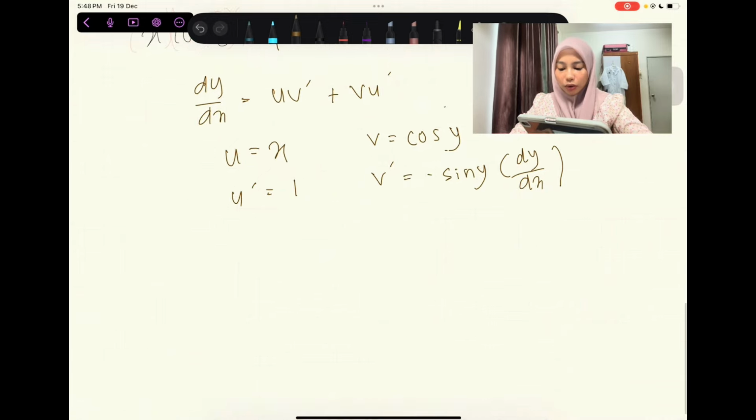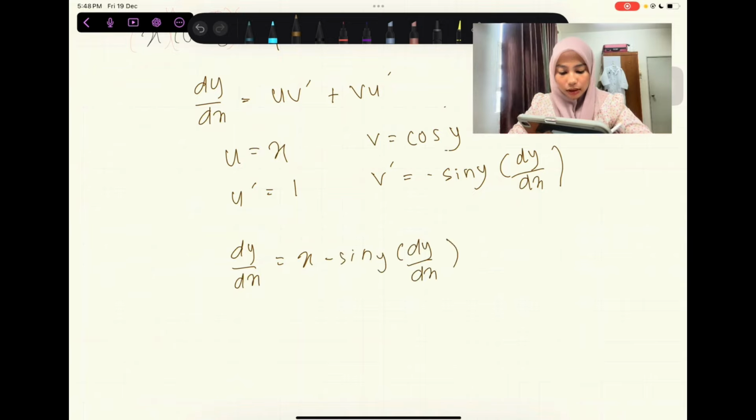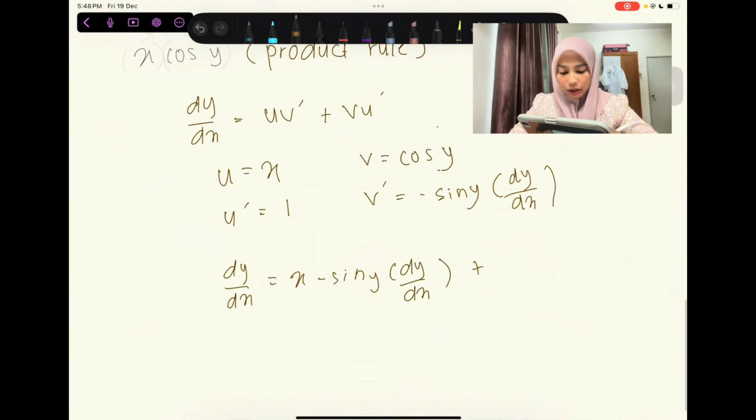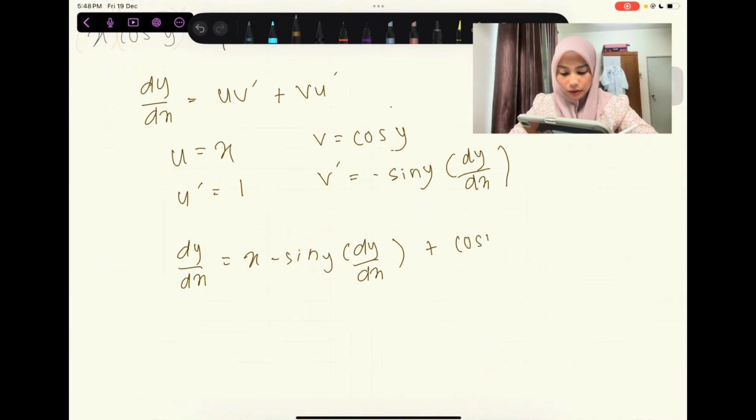Okay, so we can use the formula dy over dx equal to u is x and v prime is negative sin y dy over dx, plus v is cos y, u prime is 1.